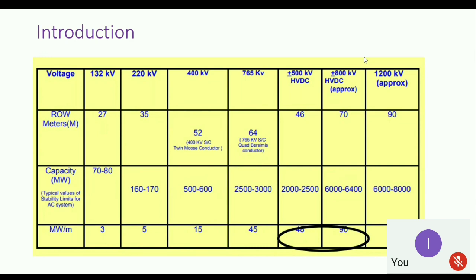HVDC, you might be knowing technically all the mathematics and physics, but this is also just two figures that you should remember. For example, you know that the voltage levels in India are 132, 220, 440, etc. 765. So similarly, you must remember that the voltage level for HVDC transmission is plus minus 500 kV and plus minus 800 kV in India. Okay.